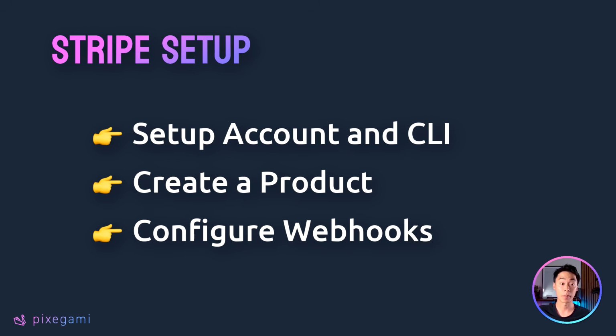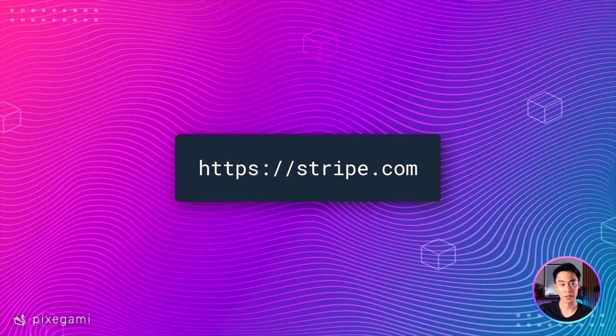Compared to our other dependencies, Stripe is a little bit more complex to set up, but I'm going to try to keep this as simple as possible. There are 3 main steps we need to go through. First, we want to create an account and set up the Stripe CLI. And then we'll have to create a product, which is basically the subscription for our app. And finally, we'll need to set up webhooks so that Stripe can tell our Supabase server whenever there's an update with our customers' payments. If you don't have a Stripe account yet, then go to stripe.com and create one.